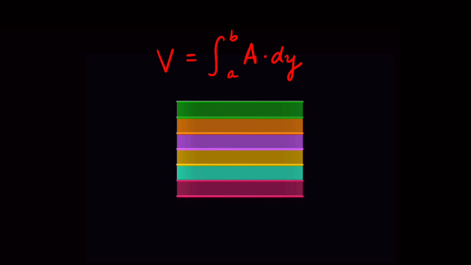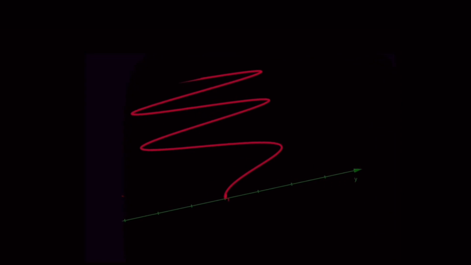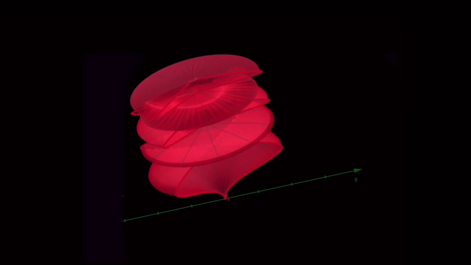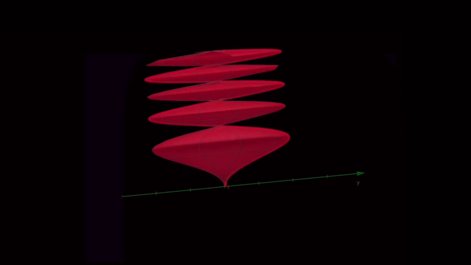Volume equals the integral from a to b of the area multiplied by dy, which represents the differential height of each cylindrical disc. One can imagine using this method to generate some very unique volumes. Here's one I made with a sinusoidal curve, and by rotating it about an axis, we get the petals and the bulbs of a sinusoidal flower.